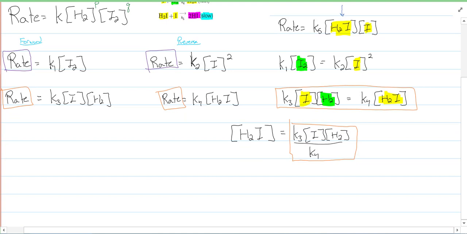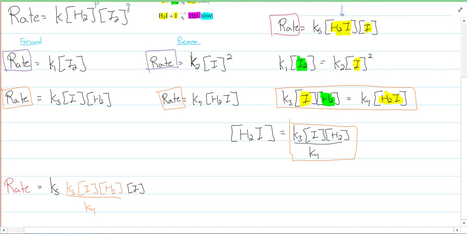So I'm rewriting the rate, and we'll make it red for the overall rate. Rate is going to be now K5 times all this in orange for H2I. So that would be K3 I H2 all over K4, times concentration of I.